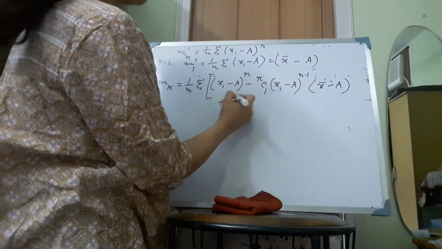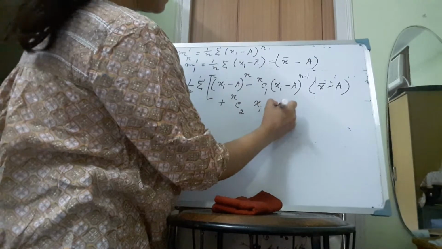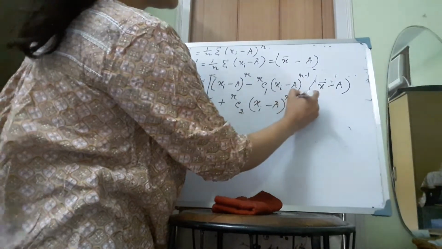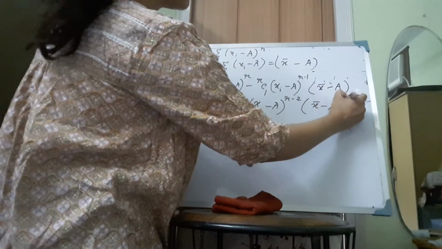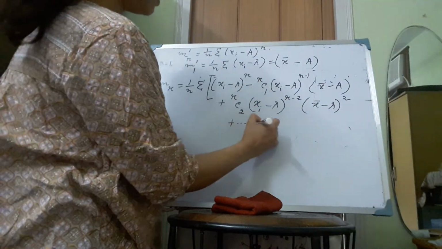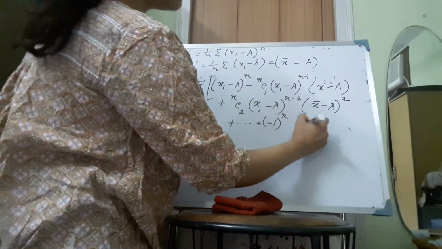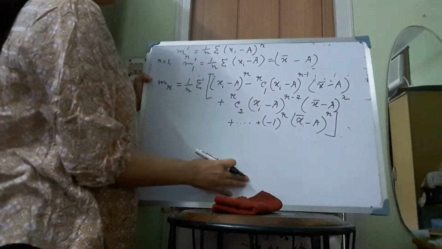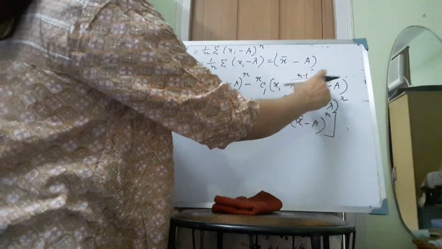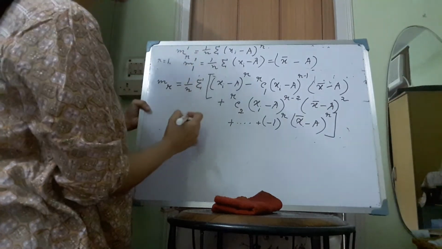The third term that we are getting is rc2 xi minus a whole to the power r minus 2, and the other term is x bar minus a whole square, and the last term is minus 1 whole to the power r, x bar minus a whole to the power r. Now in place of all these x bar minus a, we can write m1 dash.